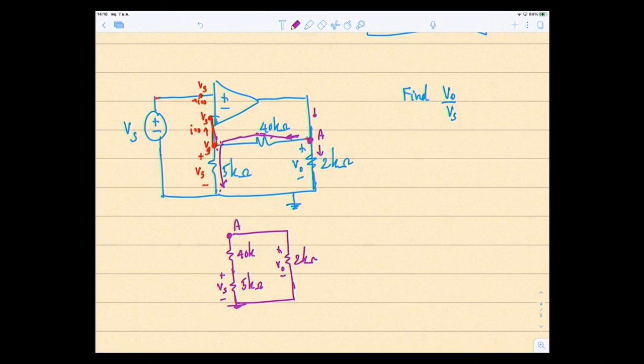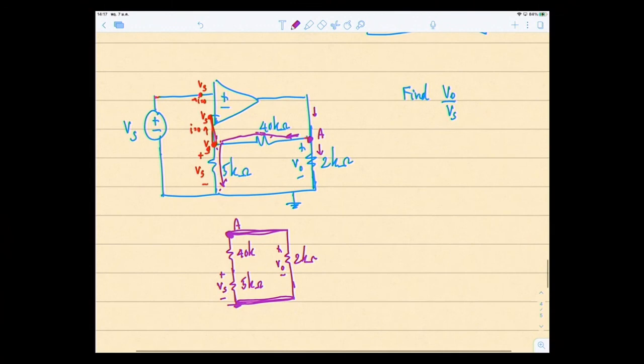We want to find Vout over Vs. But Vout is actually parallel to this, right? It covers from up here, including 40k and 5k, which is the same point. So if you write down KVL for this loop, you get that Vout is composed of the voltage across 40k plus the voltage across the 5k, which is Vs. So Vs is divided out from Vout.